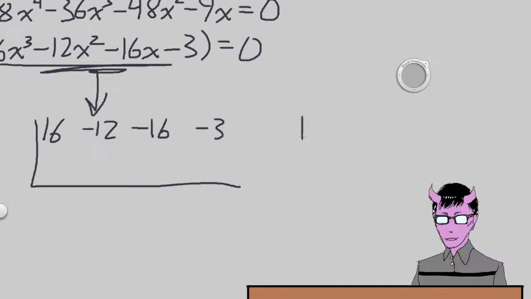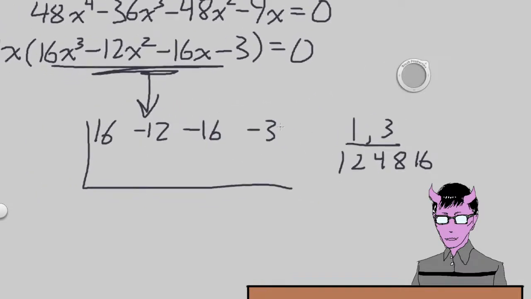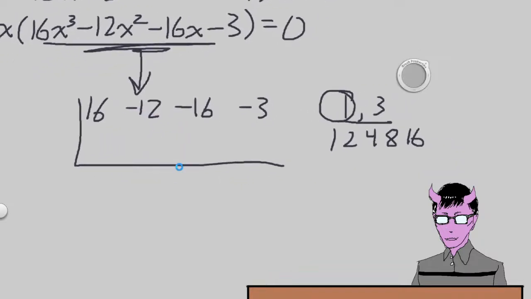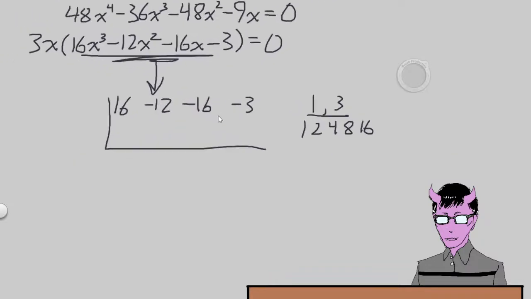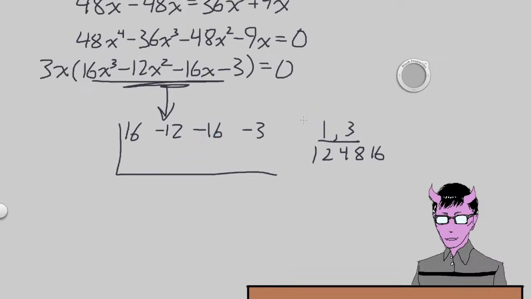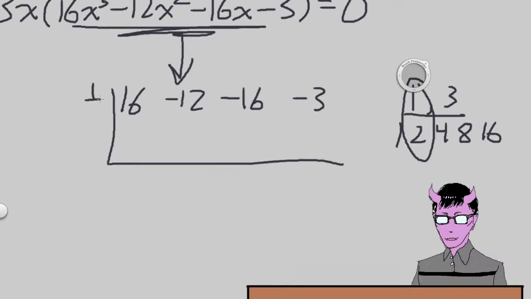So factors of 3: 1 and 3. Factors of 16: 1, 2, 4, 8, and 16. We're going to pick the lower numbers, of course. I think we can choose 1. Or maybe... let me think. Maybe 1/2. Yeah, let's choose 1/2. I think 1/2 is going to be good.